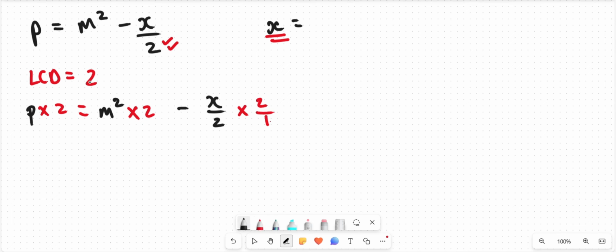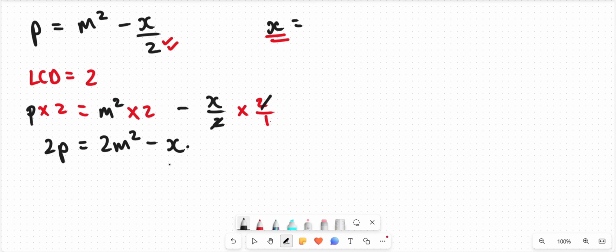So that's what I do. Then I just expand these, or multiply these, and cross multiply. P times 2 is a 2p. M squared times 2 is a 2m squared. And these are going to cancel, leaving me with just a negative x.